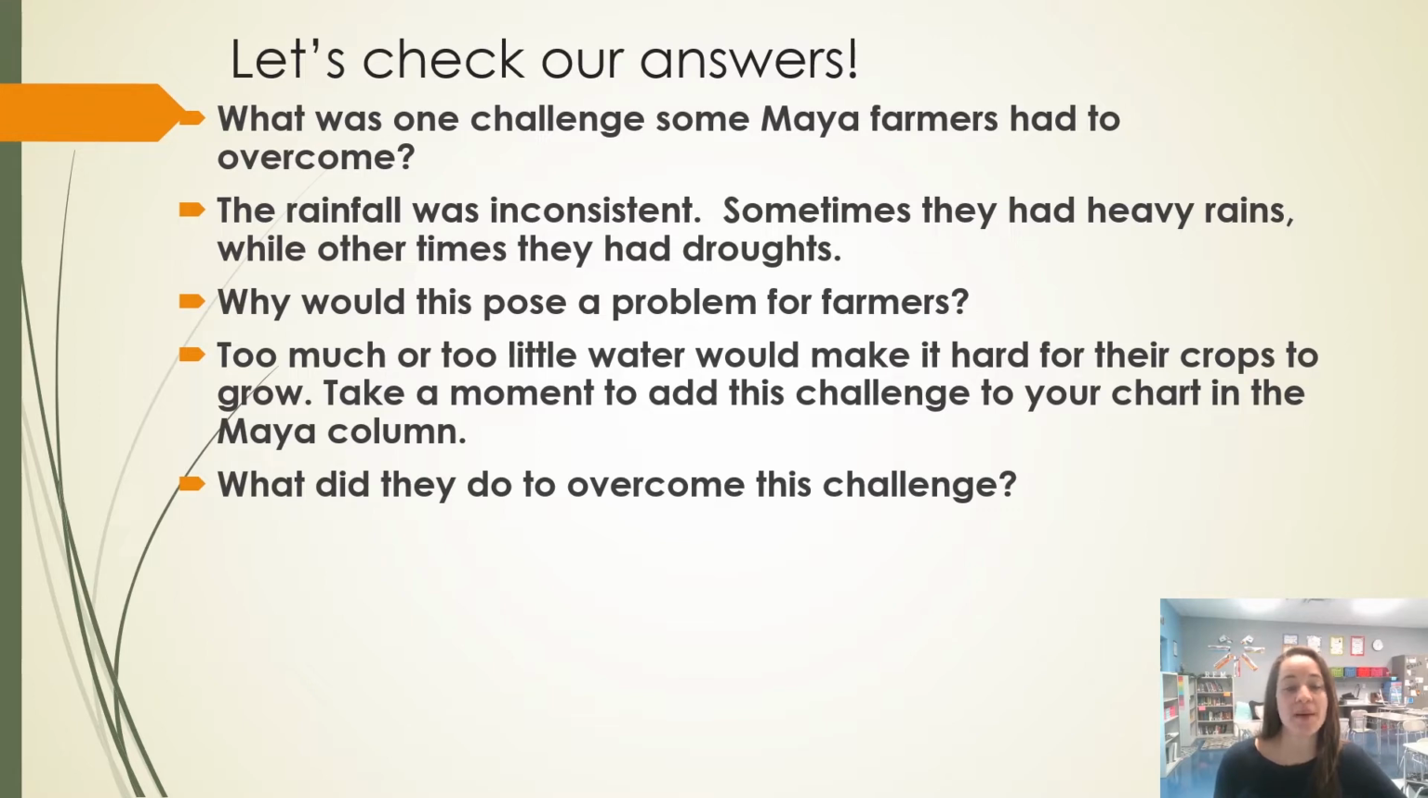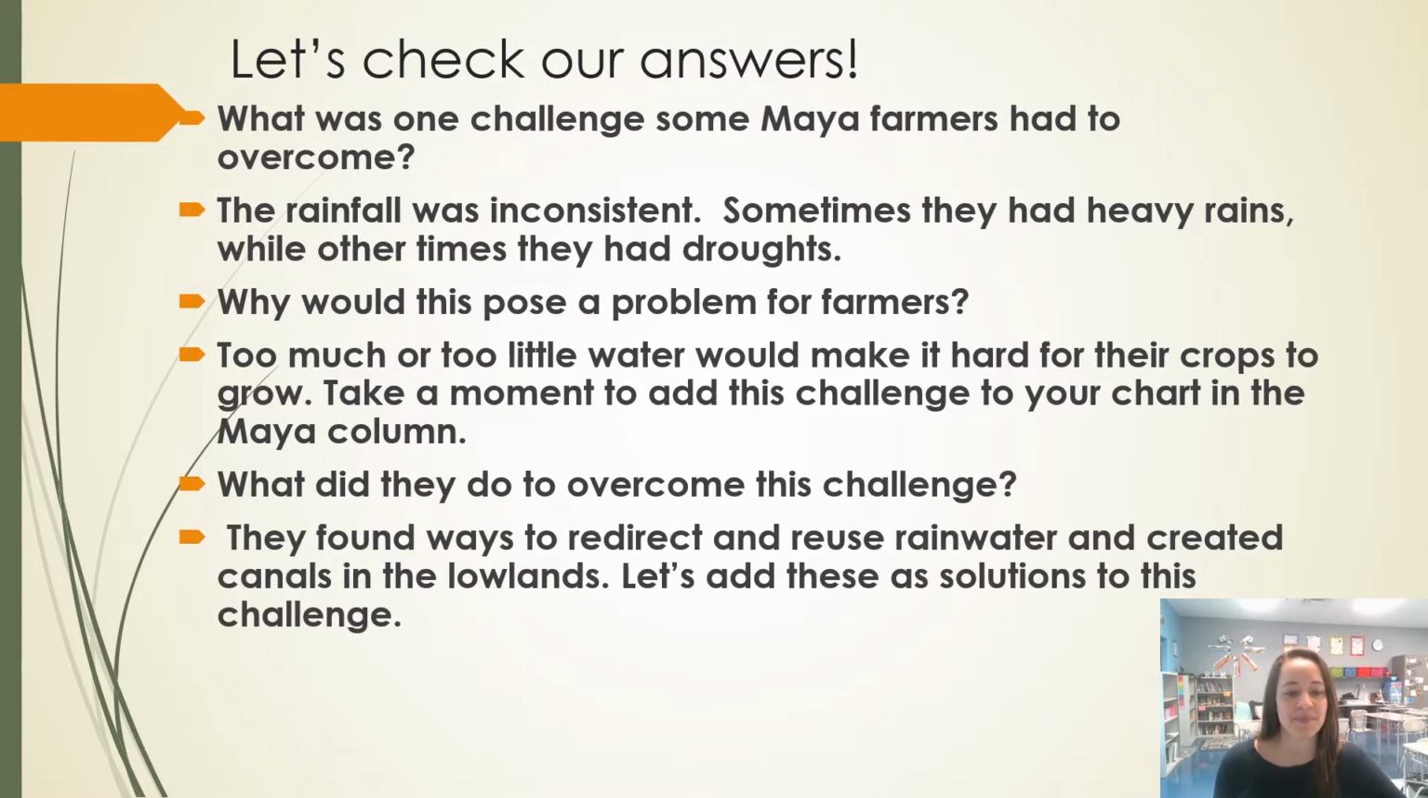What did they do to overcome this challenge? They found ways to redirect and reuse rainwater and created canals in the lowlands. Let's add these as solutions to this challenge. Great.